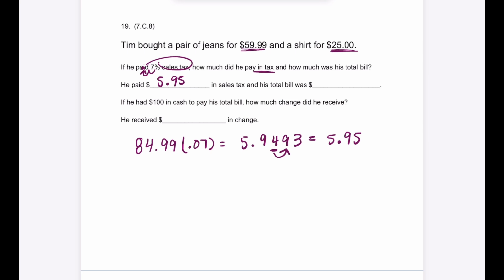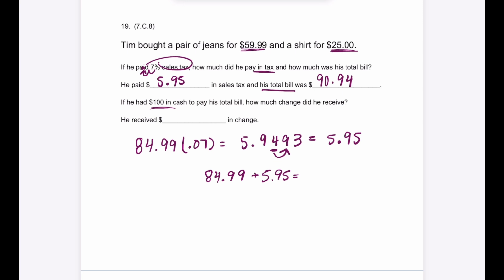Now they want to know what his total bill is, so here's where we add our original price, our total bill, to the taxes that I have to pay. Okay, when I add 84.99 plus the $5.95, I get a total of $90.94. Okay.